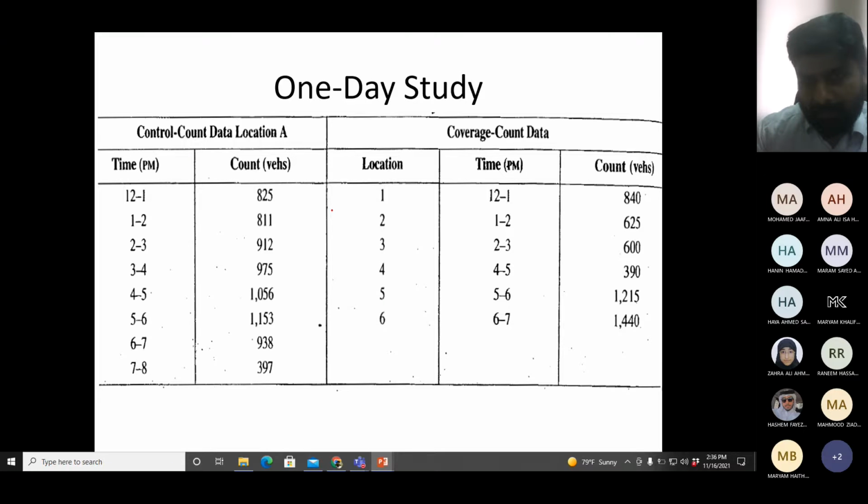So you see the data which is collected. One team or one detector took the data for 8 hours for the control count location, that is location A. For the remaining locations, which were from 1 to 6, the data was taken for 1 hour each. On location 1, it was taken from 12 to 1, and this is the count. Location 2, 1 to 2, this is the count, and so on. So on the other locations, I have data for 1 hour only.